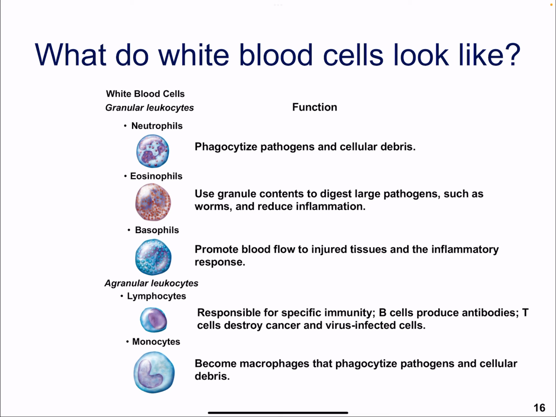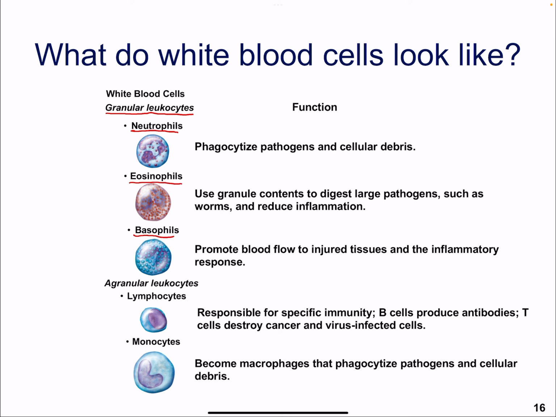All right. So what are the different types of white blood cells? You have roughly two categories of white blood cells. We are going to have white blood cells that have granules, so they're going to have teeny tiny granules in the cells. These are granular white blood cells, or granular leukocytes. These granular leukocytes include neutrophils, eosinophils, and basophils.